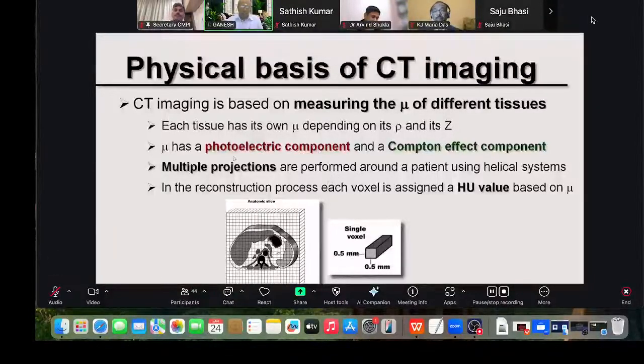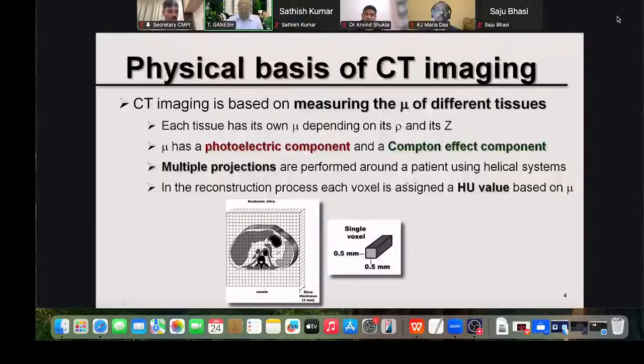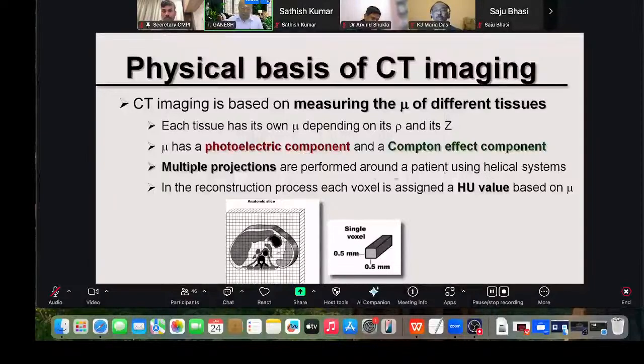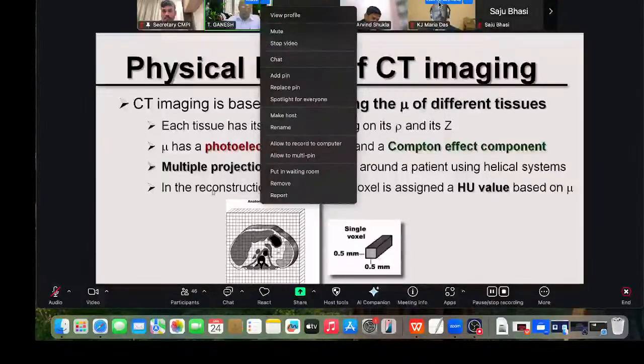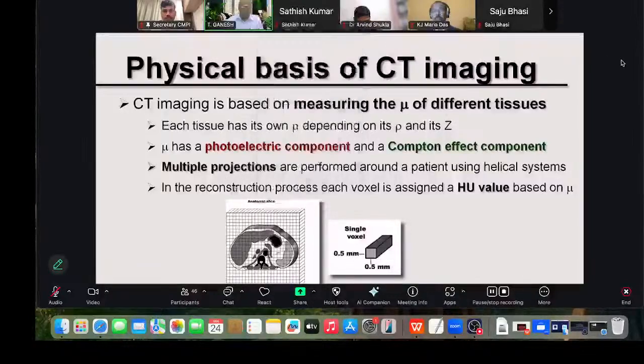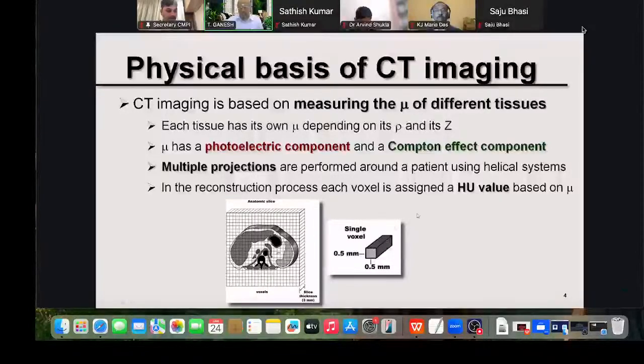How we are able to determine this mu is that we take multiple projections around the patient as the CT X-ray tube moves around in a helical fashion. And after obtaining the projections, we go on to reconstruct. And at the end of the reconstruction process, for each voxel like this, we assign a HU value based on the linear attenuation coefficient.